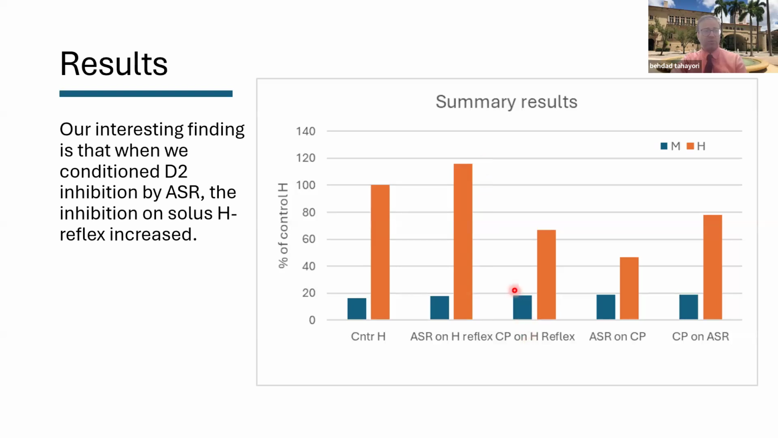Obviously, when we do common peroneal, the D2 inhibition, you would see that the H-reflex substantially decreases from its normal value. So from 100% to about 60-some%. This part we know so far. These two are the parts that we were interested to examine.